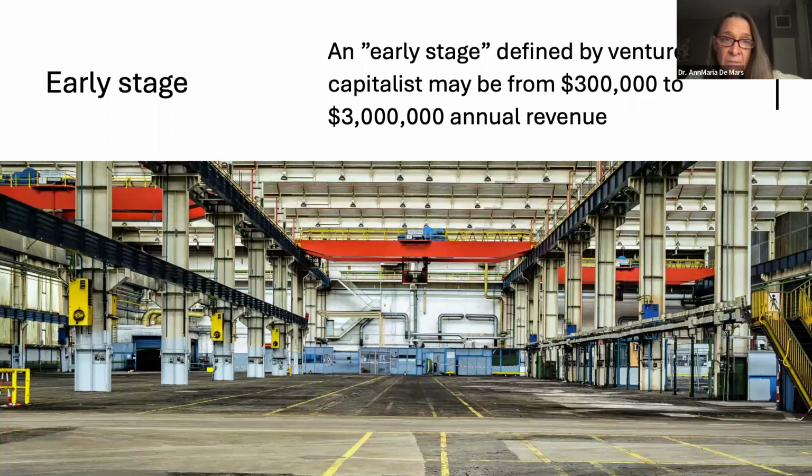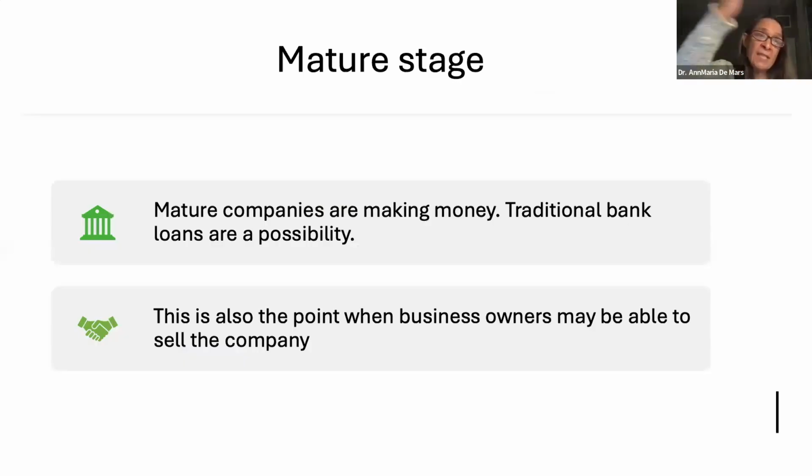So I guess it's early stage compared to, say, Google right now. Then there's the mature stage. When you're at the mature stage, mature companies are making money. And so in that case, right before the break, Michelle was talking about bank loans. Traditional bank loans at that point are a possibility because you can go and say, I'm making $300,000 a year. I want to take out a loan for $500,000 to build another company or open another site.